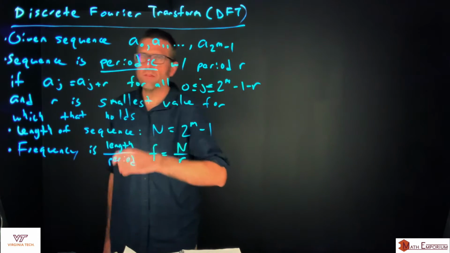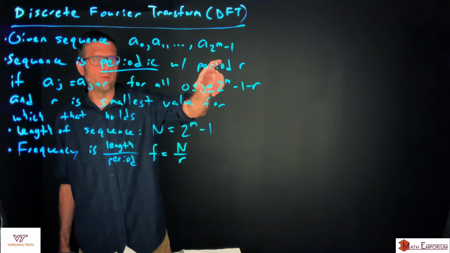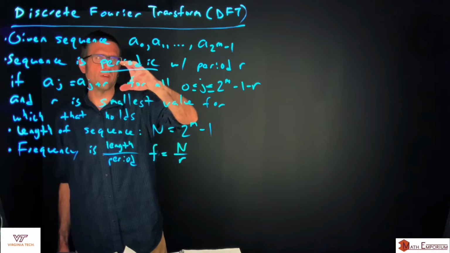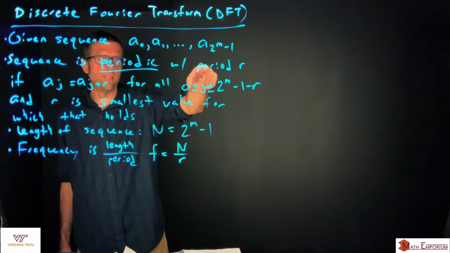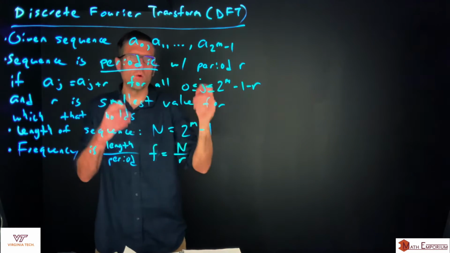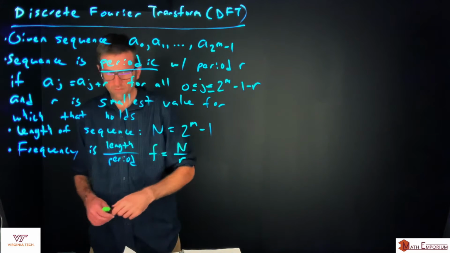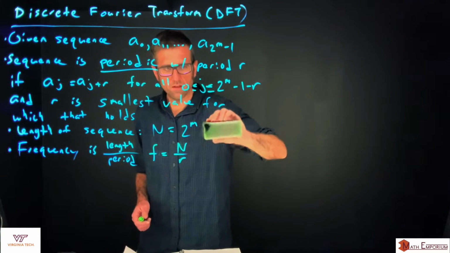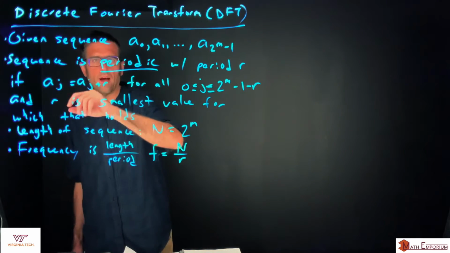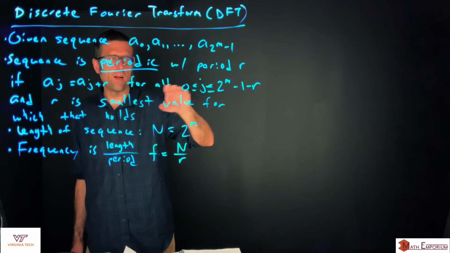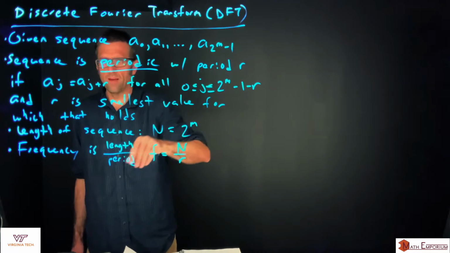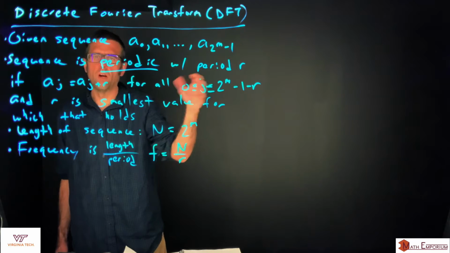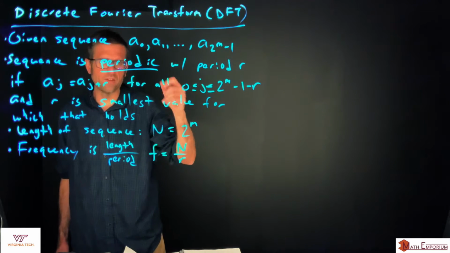Again, we're going to assume our sequence has a length that is a power of 2. It goes from a sub 0 to a sub 2 to the n minus 1, so the total length of the sequence is actually 2 to the n. We'll assume that our sequence is periodic with period r. That means that a sub j is equal to a sub j plus r for all appropriate values of the index j.